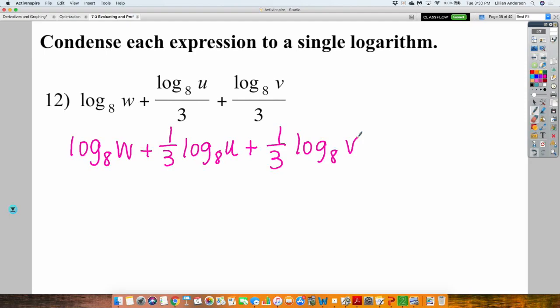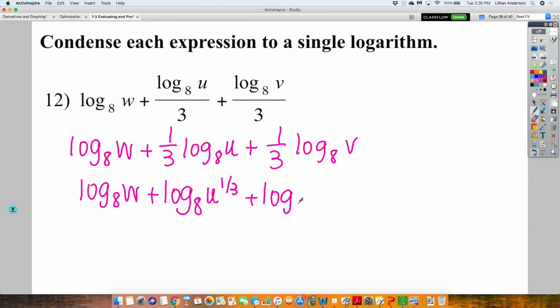And now to condense to a single logarithm, remember condensing, you want to take all your numbers in front of your logs and move them to the exponent. All your additions, change them to multiplication. All your subtractions, change them to division. And before you can ever apply multiplication or quotient when you're condensing, you want to take care of all of your numbers in the front. So then this becomes log base 8 of u to the 1/3 plus log base 8 of v to the 1/3. And now I can apply my multiplication. So then this becomes log base 8 of w times u to the 1/3 times v to the 1/3.